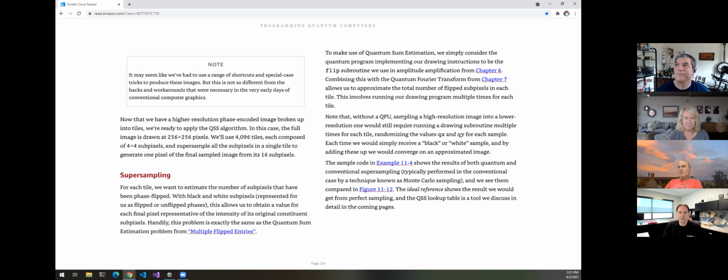And so one thing he notes here is we're having to run this several times on each grid. If you go back to our quantum sum estimation in our QFTs, he kind of mentioned you may have to run this multiple times to narrow in on a higher confidence of the results you're getting. And he says, no, we'd have to do that with a conventional computer as well.